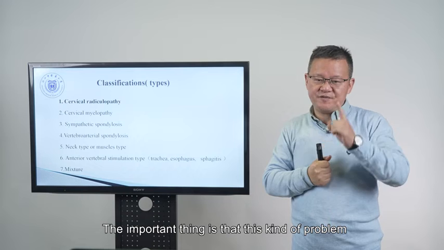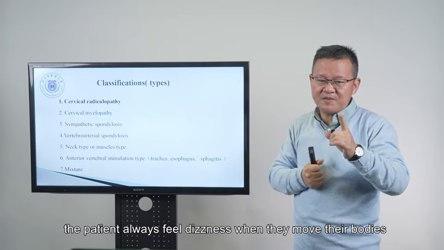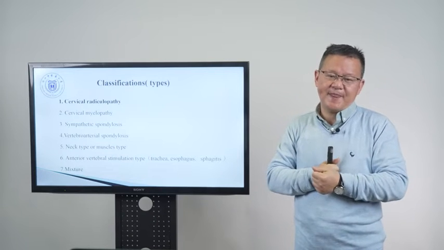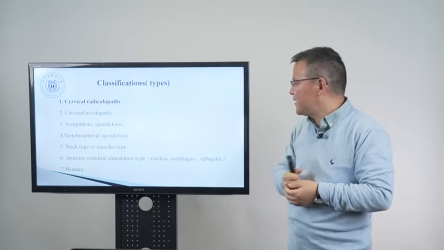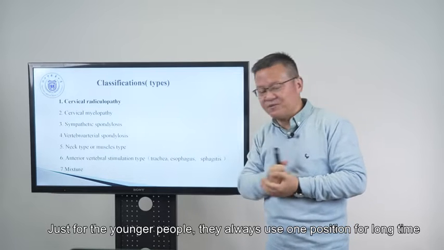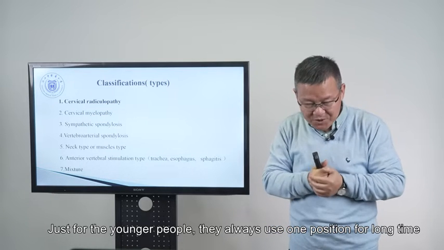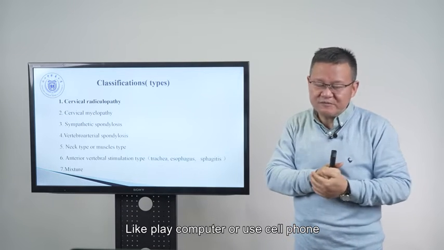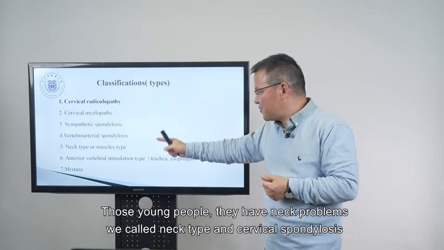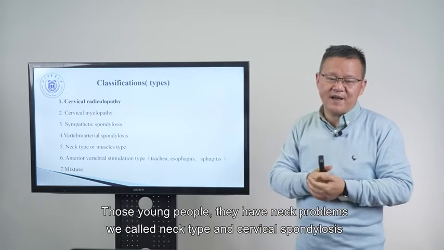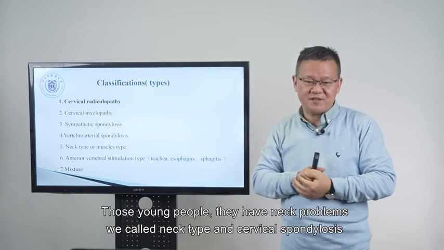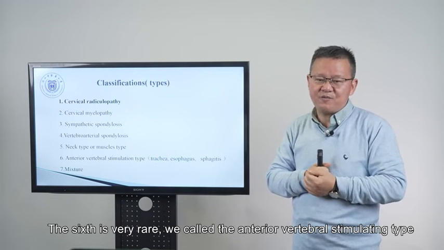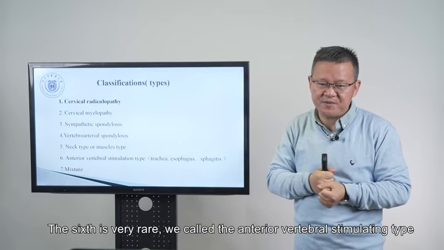The very important thing is that with this kind of problem, the patient always feels dizziness when they move their body. And the neck type, or we call it the muscle type, is mostly in younger people, who always use one position for a long time, like playing on the computer or using a cell phone. Those young people have neck problems. We call it neck type spondylosis. The sixth is very rare, what we call the anterior vertebrae stimulating type.